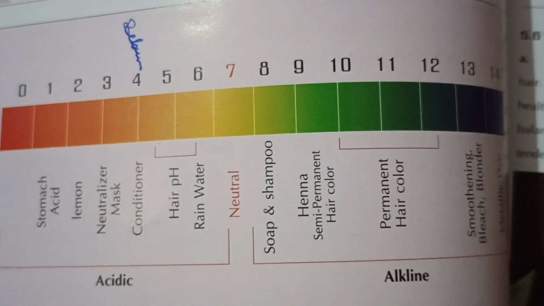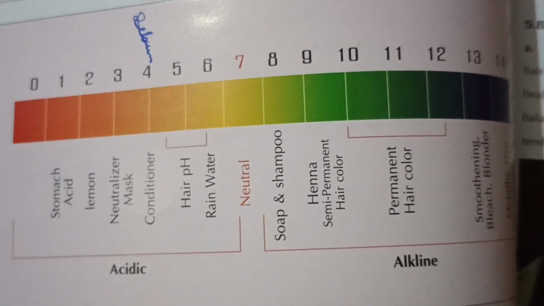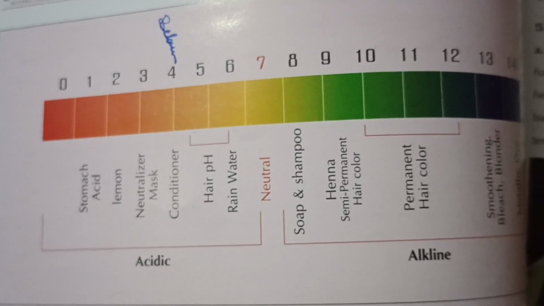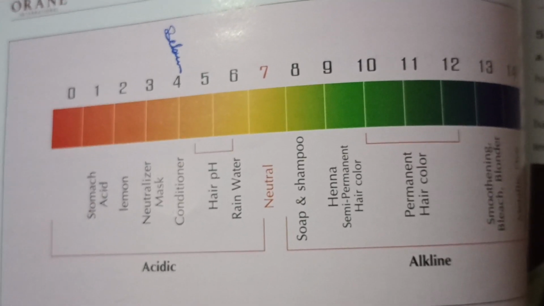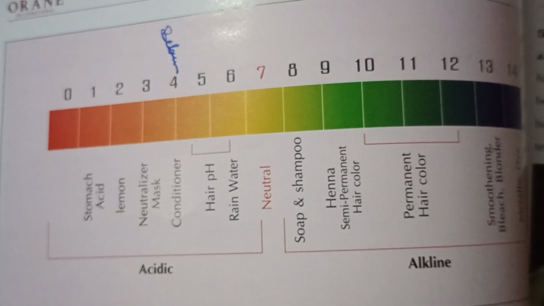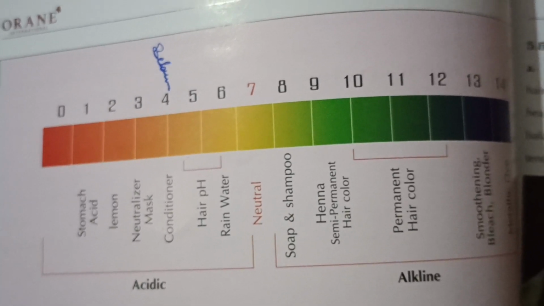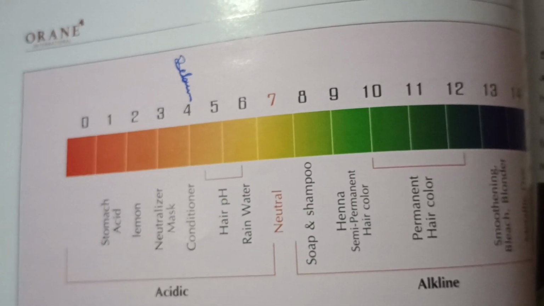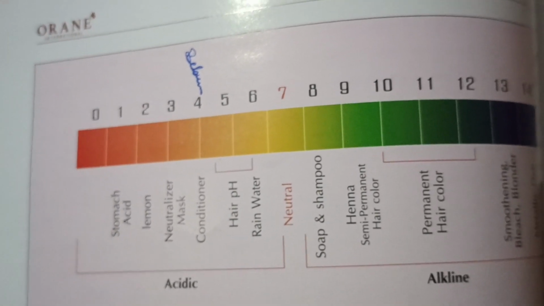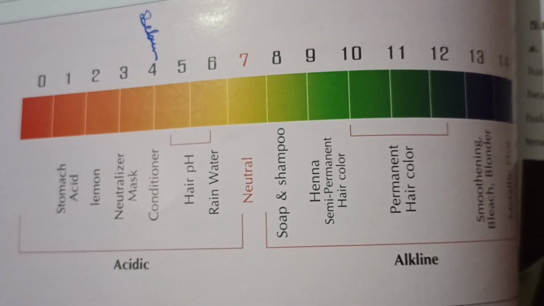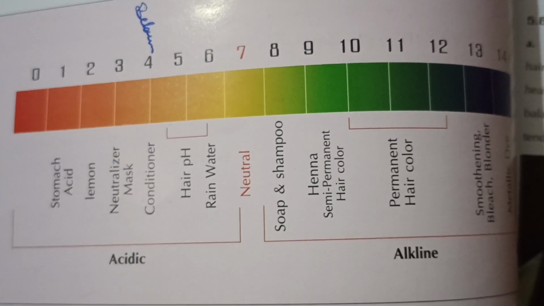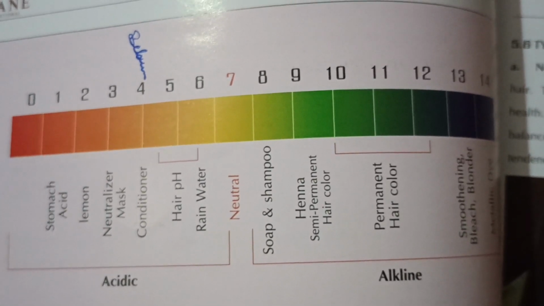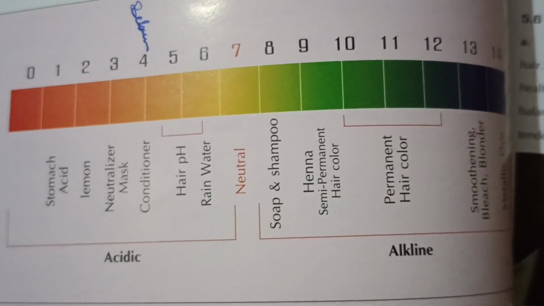The next topic is the pH scale. Potential of hydrogen, or pH, is the measurement of how acidic or alkaline a substance is. It is judged on a scale between 0 and 14. Anything between 0 and 6.9 is acidic, 7 is neutral, and anything between 7.1 and 14 is alkaline. Human hair and scalp has a pH between 4.5 and 5.5.